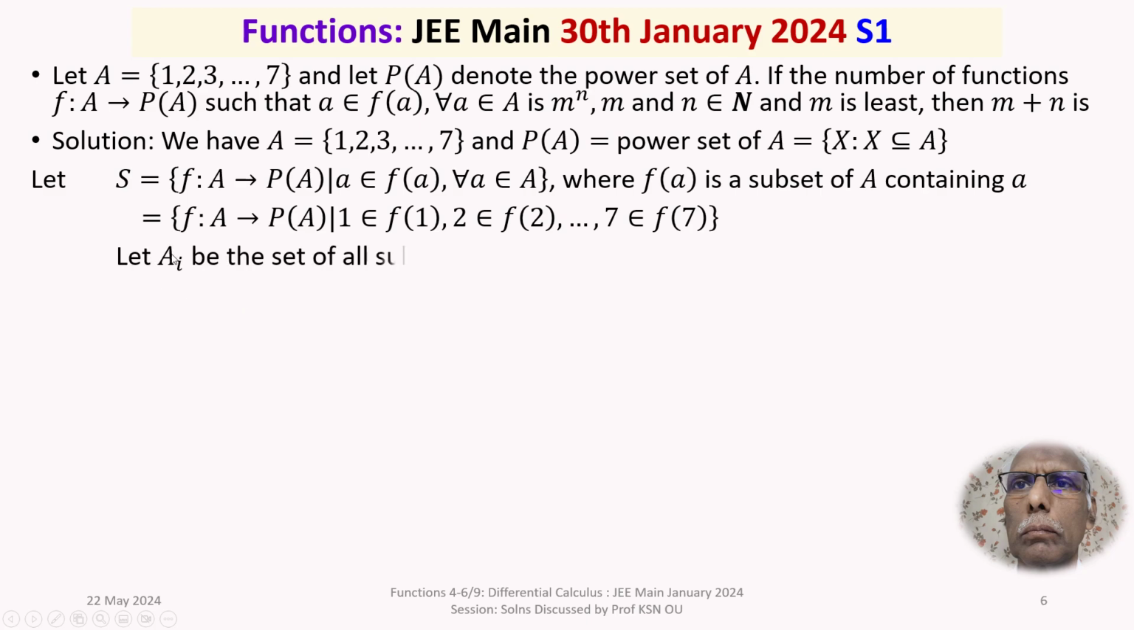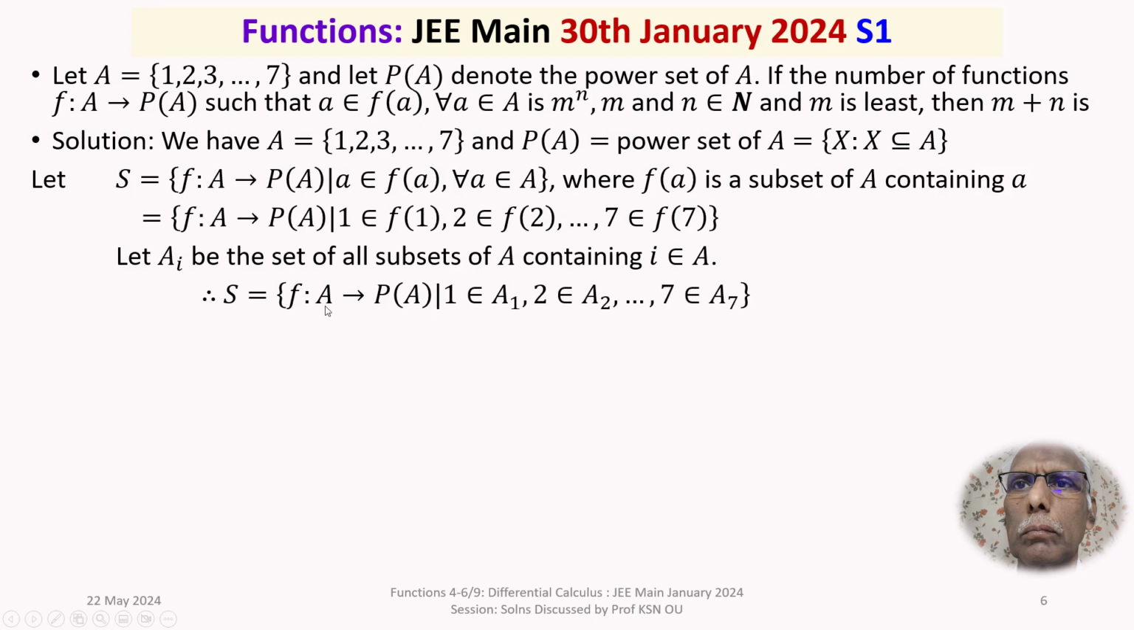Now let A suffix i be the set of all subsets of A containing the element i belongs to A. So the above can be written as S equal to the set of all those functions f from A to the power set of A such that f of 1 belongs to A1, where A1 is the set of all subsets of A containing 1. Then 1 belongs to f of 1, that is, f of 1 belongs to A1, f of 2 belongs to A2, and f of 7 belongs to A7.